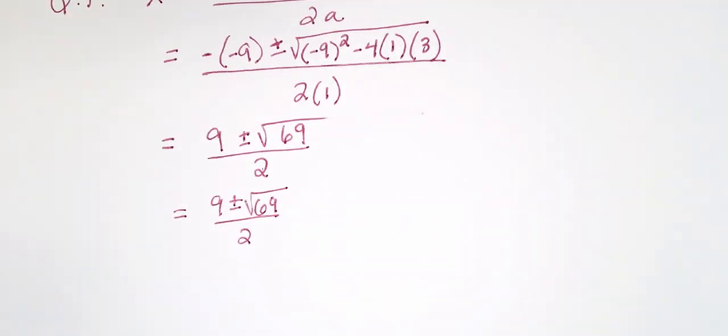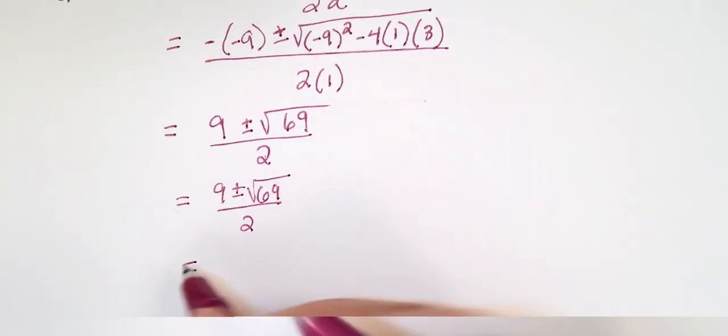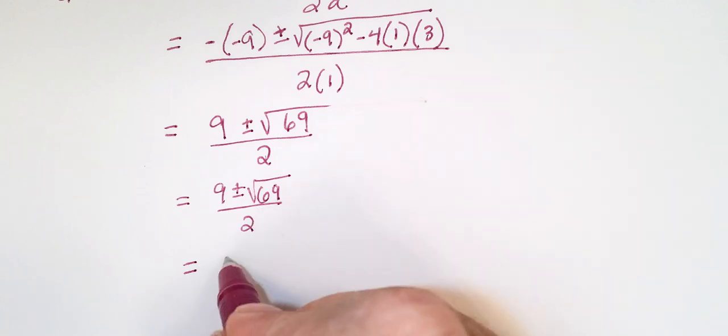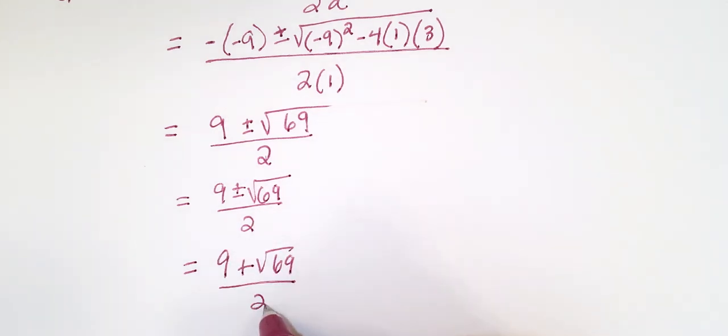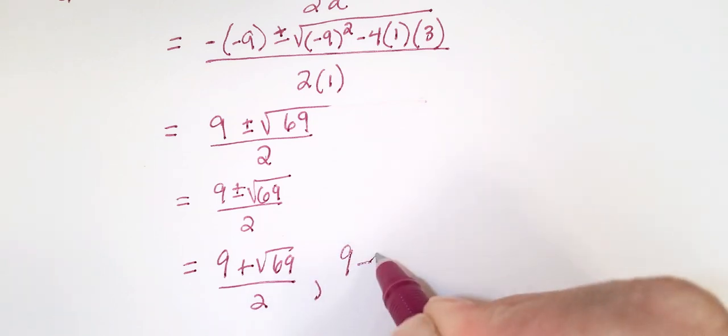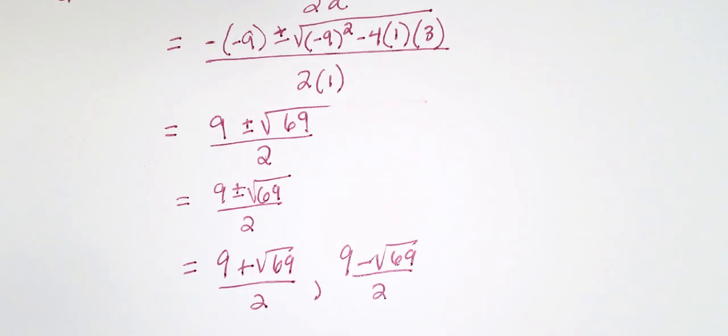Now, if your computer asked for 2 separate answers, this is how you would separate this. You would say 9 plus square root of 69 all over 2, comma, 9 minus square root of 69 all over 2. So that would be your 2 separate answers for the quadratic formula if you needed to separate it.